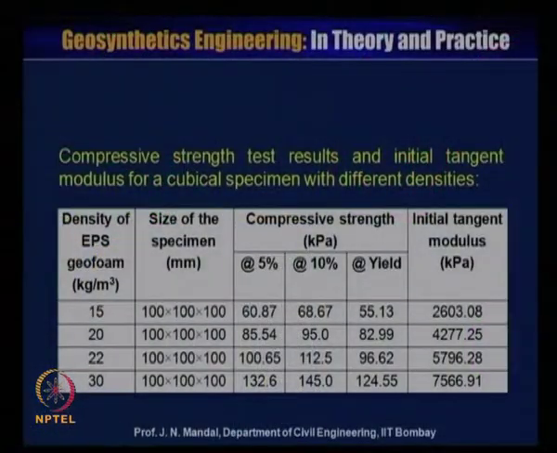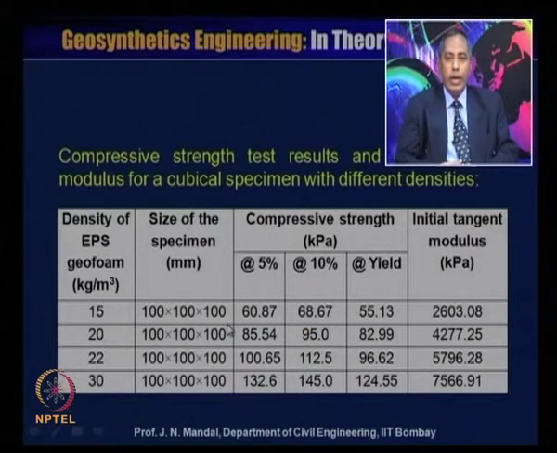Now, in this table we are showing all the test results, the compressive strength and the initial tangent modulus for a cubical specimen with different densities. For a density of EPS geofoam of 15 kg per meter cube, with specimen size 100 by 100 by 100, compressive strength at 5% is 60.87 kilopascal, at 10% is 68.67 kilopascal, and at yield 55.13, and initial tangent modulus 2603.08.